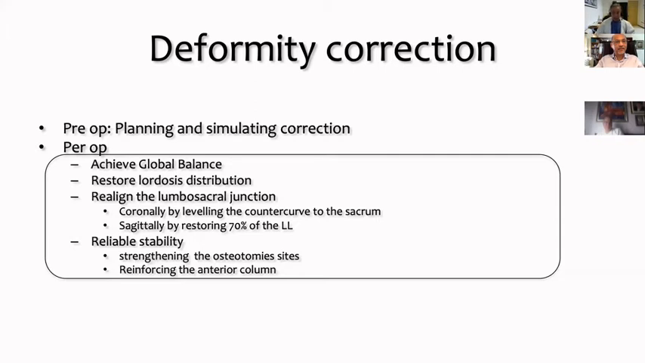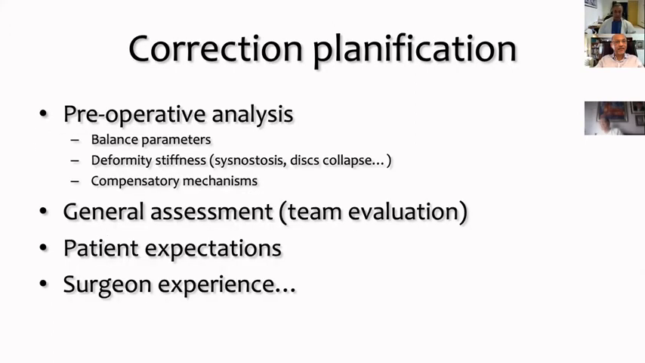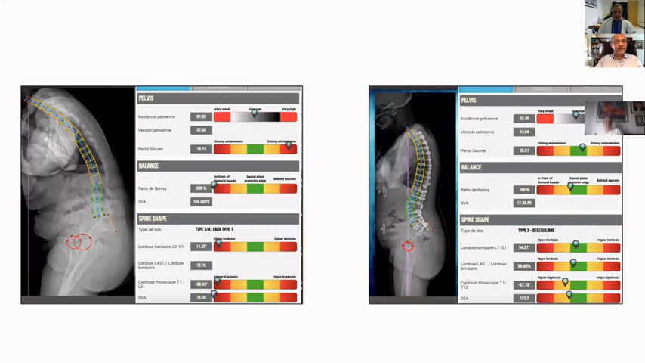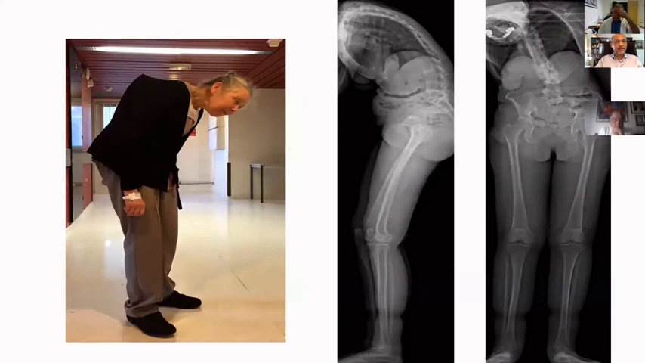And according to this, we will choose a type of osteotomy or the type of instrumentation, whether you go for a 4-rod construct or all types of technical issues. So we have tools to get the preoperative analysis, and this is one of the tools that allows us to measure the parameters on the left before surgery and on the right after the surgery. And I will go through some illustrative cases.